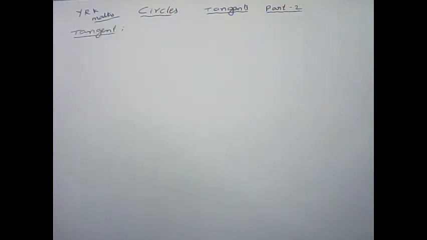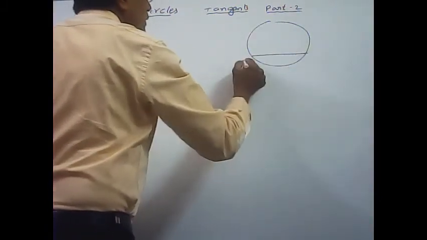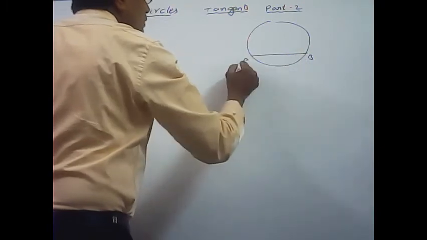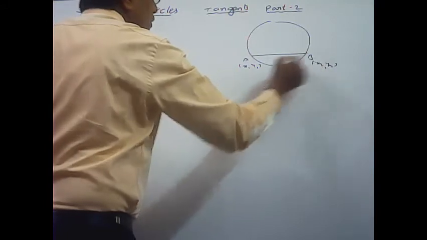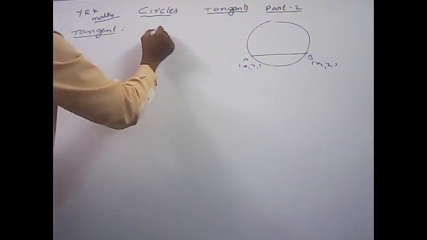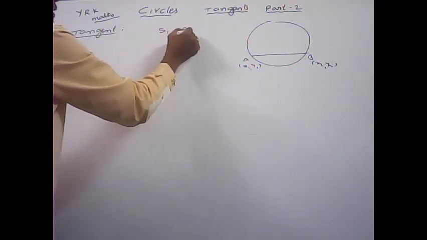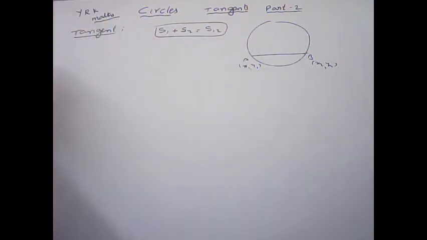Next, tangent. First I am writing the condition here. The equation of the chord passing through 2 points x1, y1 and x2, y2. Here I am writing S1 plus S2 is equal to S12. I am taking this relation: S1 plus S2 is equal to S12.